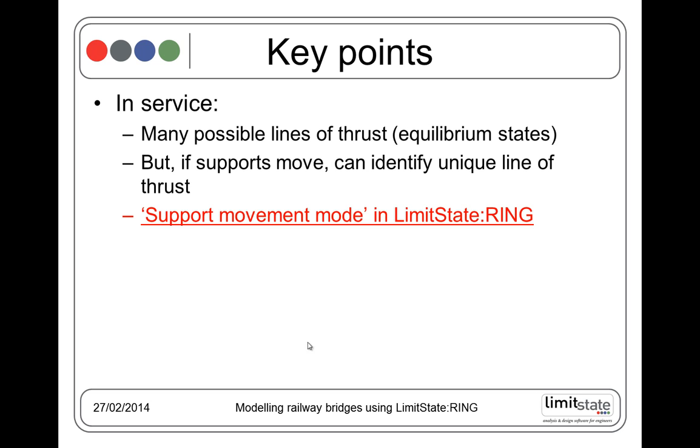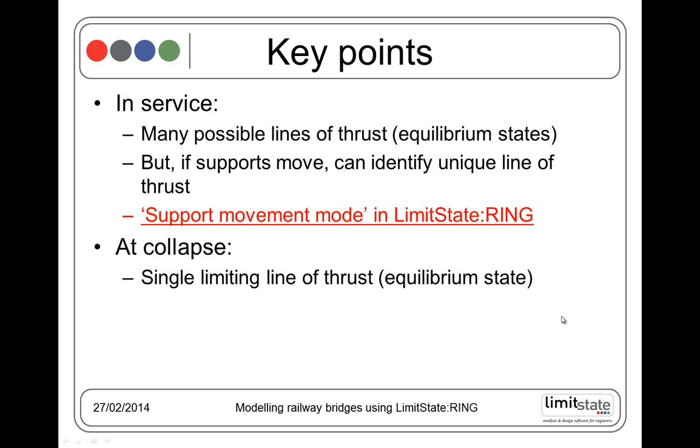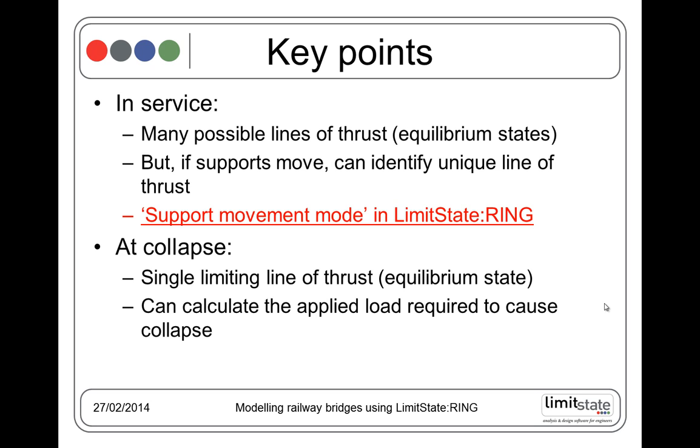If we're interested in margin of safety, however, as I mentioned before, there's potentially a single limiting line of thrust or equilibrium state, and we can calculate the applied load or multiplier on some kind of vehicle loading required to cause collapse. And with LimitState Ring, this is the normal mode of operation where we have a vehicle, and what we're trying to do is see what multiplier applied to the vehicle loads will lead to collapse. And that can give us a good indication as to the margin of safety for the bridge.